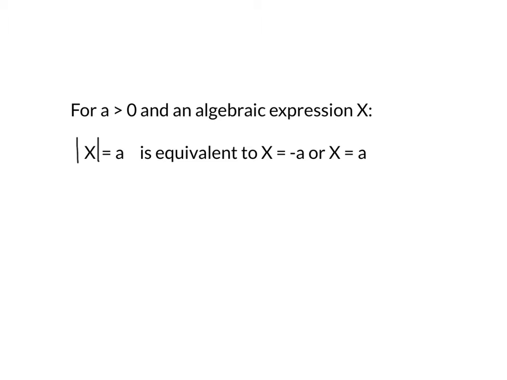when A is positive and you have an algebraic expression like the one below here, if you have absolute value of x equals A, what that basically means is x could be positive A or negative A, because absolute value means how far a number is, or the distance the number is from 0 on the number line. So let me show you this next slide.